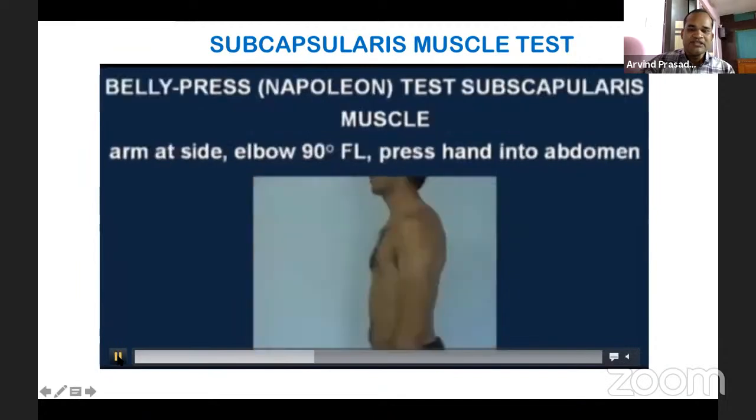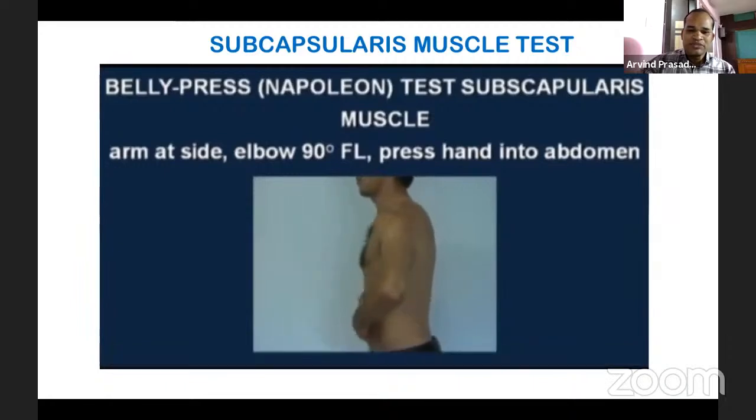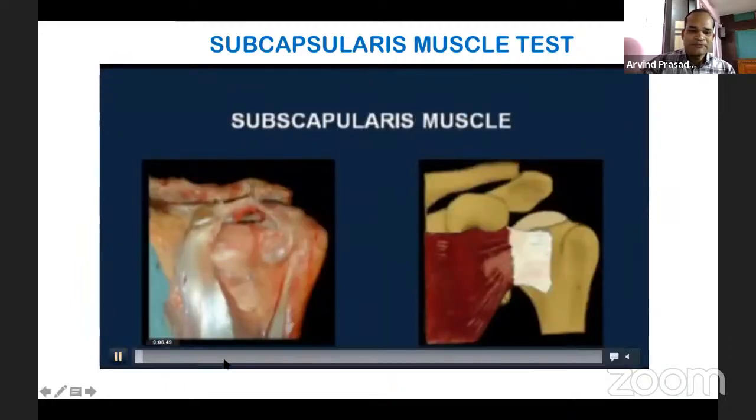The next test is the belly press test, in which the hand is placed on the belly with 90 degrees of flexion of the elbow. Now the patient is asked to press the belly. This is done by internal rotation of the shoulder joint, like this. You can see there is internal rotation of the shoulder joint, and this is because of the subscap. When there is pathology with the subscap, this is not possible by internal rotation.